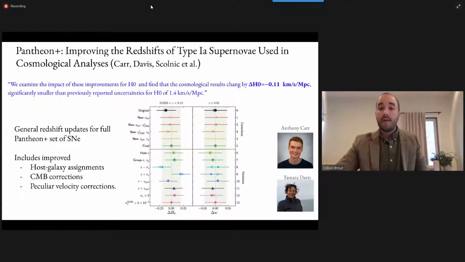And among all the corrections they make to the redshifts in the Pantheon Plus sample over what had previously been published, they find a delta H0 of minus 0.1 kilometers per second per megaparsec.